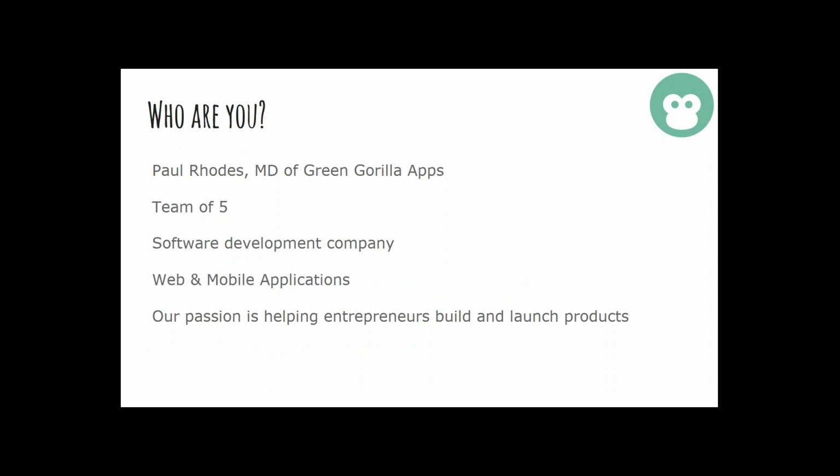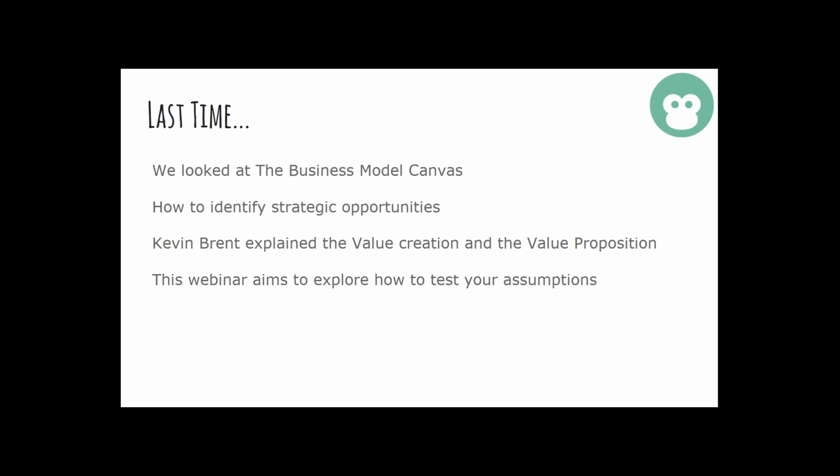So who am I? My name's Paul Rhodes. I hate the word director or managing director or anything like that, so I'm the boss of Green Gorilla Apps. We're a team of 5, and we're basically a software development company. We build web and mobile applications. What we're really passionate about is helping people take their idea all the way through to launch, but trying to do it through validated learning, and we'll come on to that.